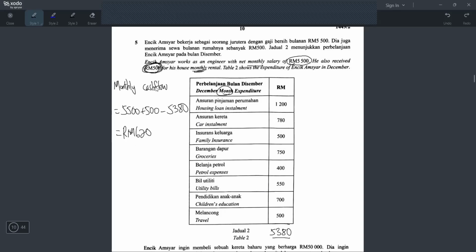And what does it mean when your cash flow is positive? It means you have more money to save. If your cash flow is negative, it means your income is not enough to cover your expenses. But if your cash flow is positive, it means your income is enough to cover your expenses, and you also have some extra left to save. So this is what you can save in 1 month. That's what it means, right?